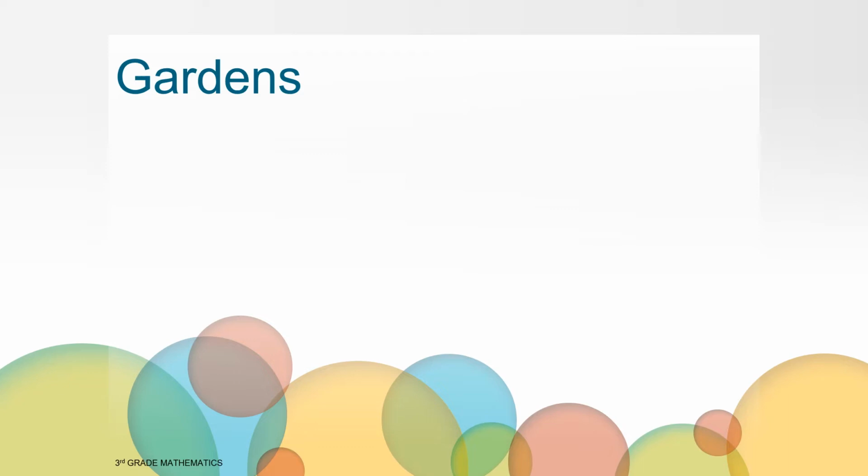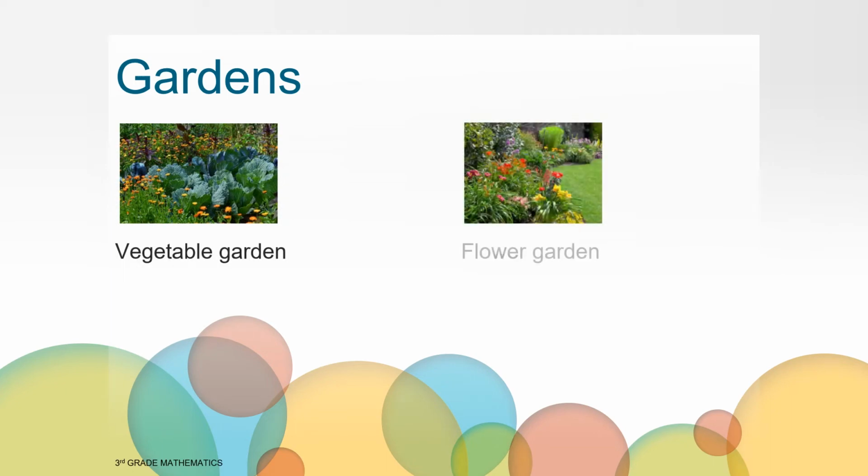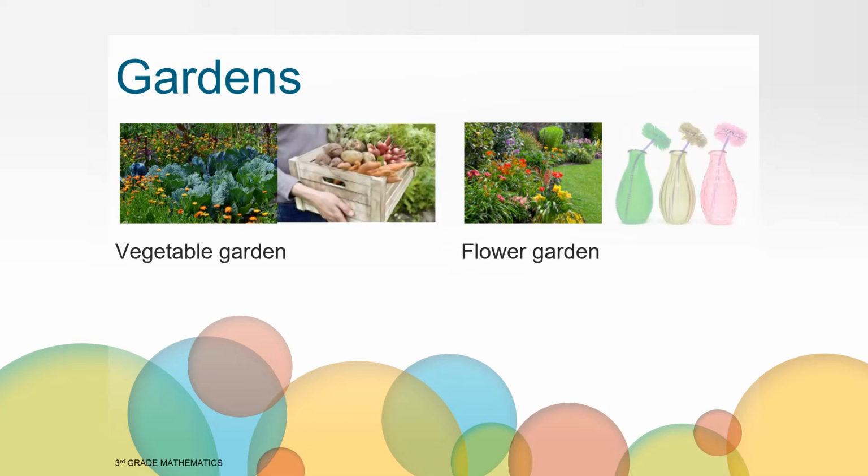Let's move on to our problem. Have you ever been in a garden? Well, some gardens have vegetables growing, while others have flowers growing. There are some small gardens, and then there are some gardens that you can actually walk through. Sometimes people cut the vegetables in the garden to use in their meals, or they cut the flowers in their garden to put in vases to decorate their home. Today's problem has to do with flowers and vases.